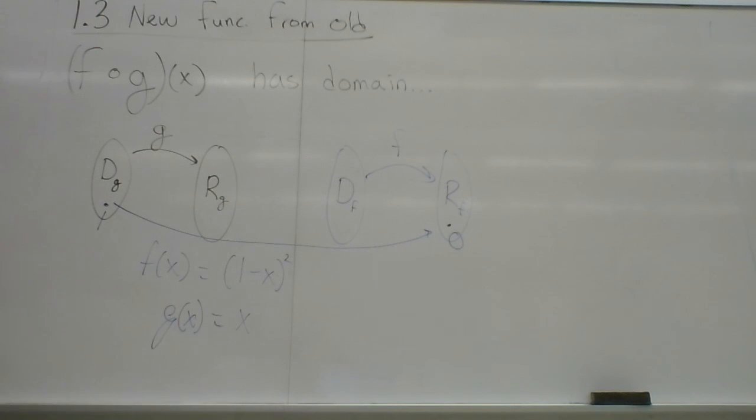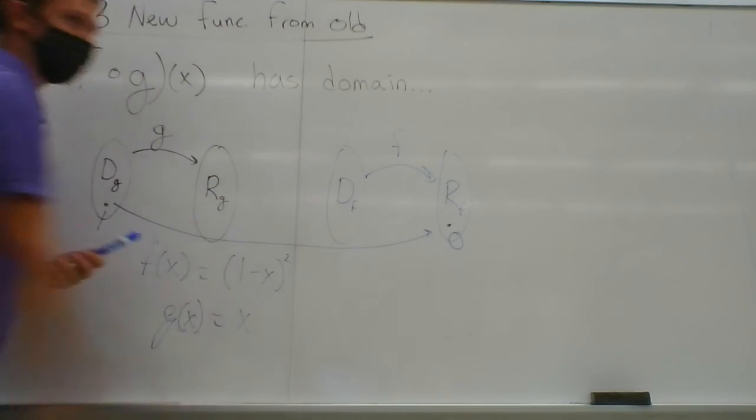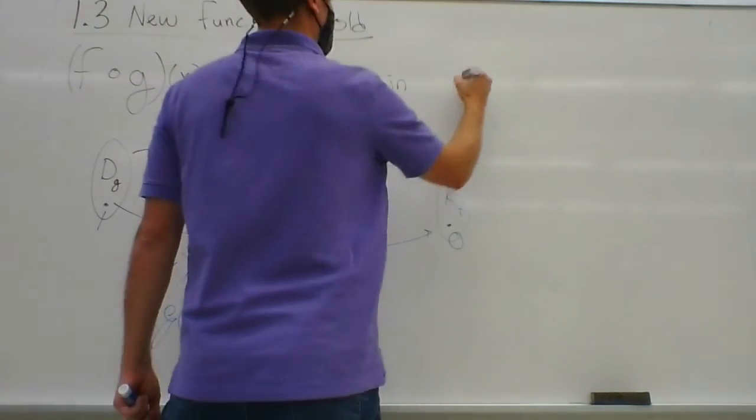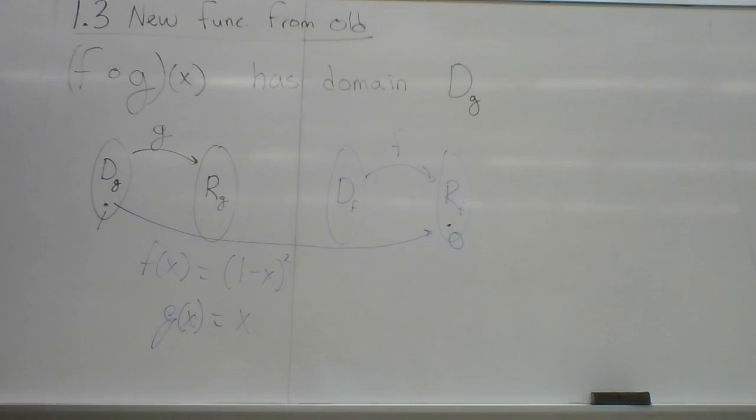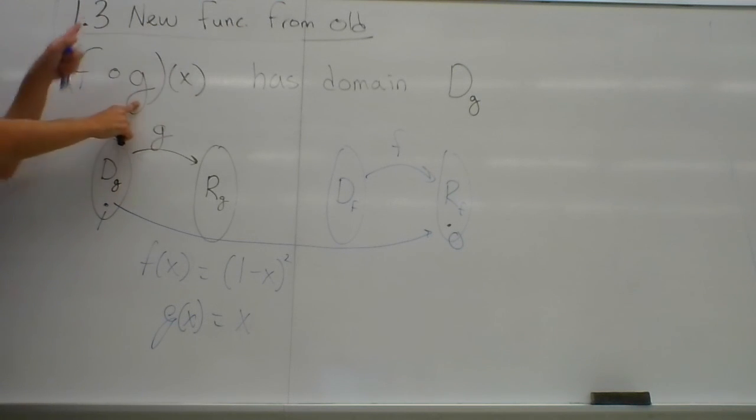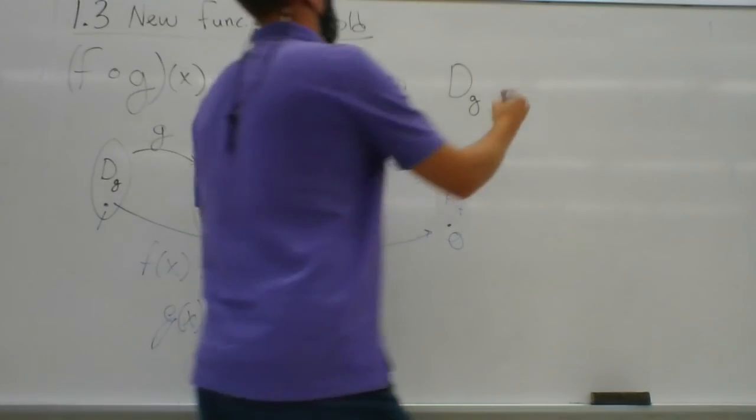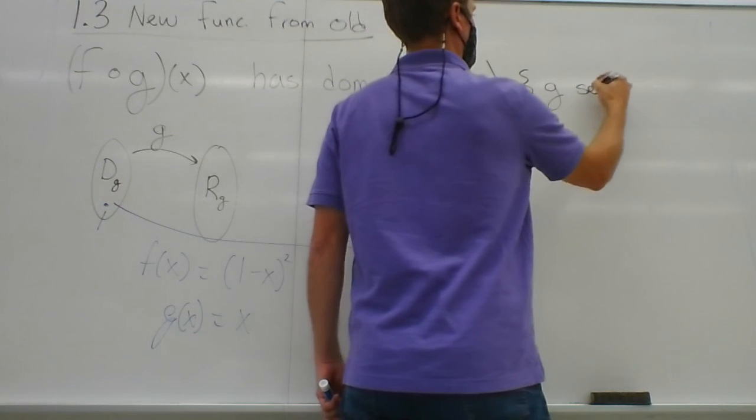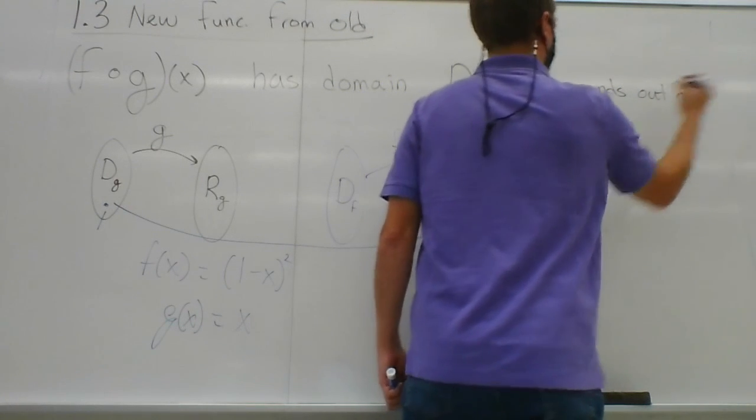So we need to make sure that there's some sort of agreement between the range of G and the domain of F. So the domain begins as the domain of G. We start with, hey, we can plug in anything that G can handle. But we also need to make sure that whatever G outputs agrees here. So we need to take only those numbers which allow that to happen. So we take away the set of all numbers that G sends out of DF.